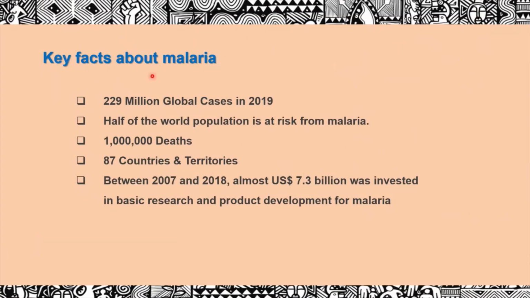Key facts about malaria. There were over 229 million global cases of malaria in the year 2019. Half of the world population is at risk from this disease. There are over 1 billion deaths occurring each year, and a total of 87 countries and territories are affected by malaria. Between 2007 and 2018, almost $7.3 billion was invested in basic research and product development for malaria.